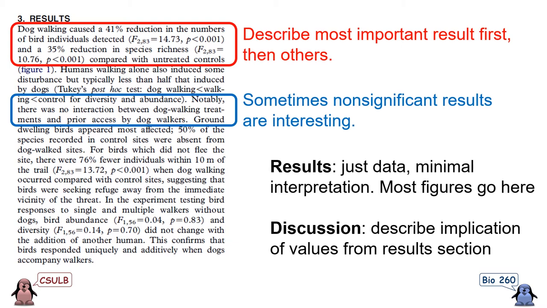And that's an interesting observation. The birds don't seem to get habituated to the presence of dogs, they're equally scared away by dogs whether or not they're used to seeing them. One thing to keep in mind about the results section is that just data is presented with minimal interpretation or discussion, although this is where most of the figures go. The data goes here, and descriptions of the implications of what it means goes in the next section, the discussion section.